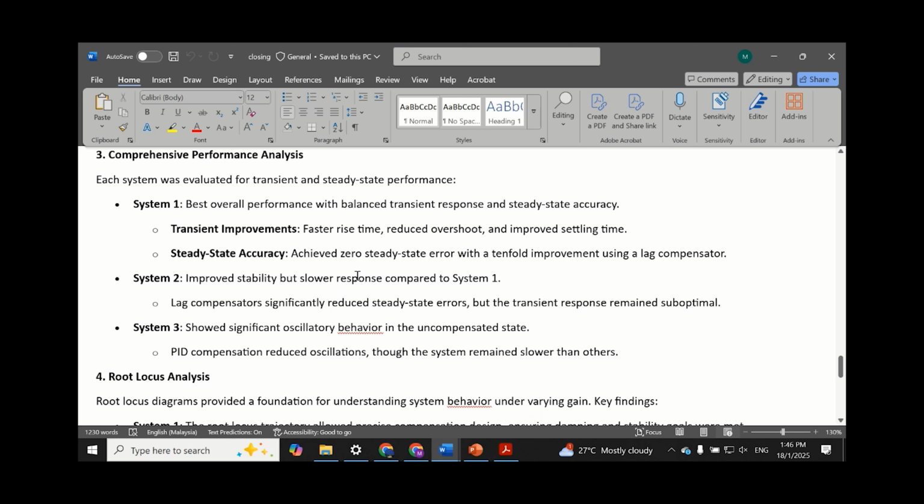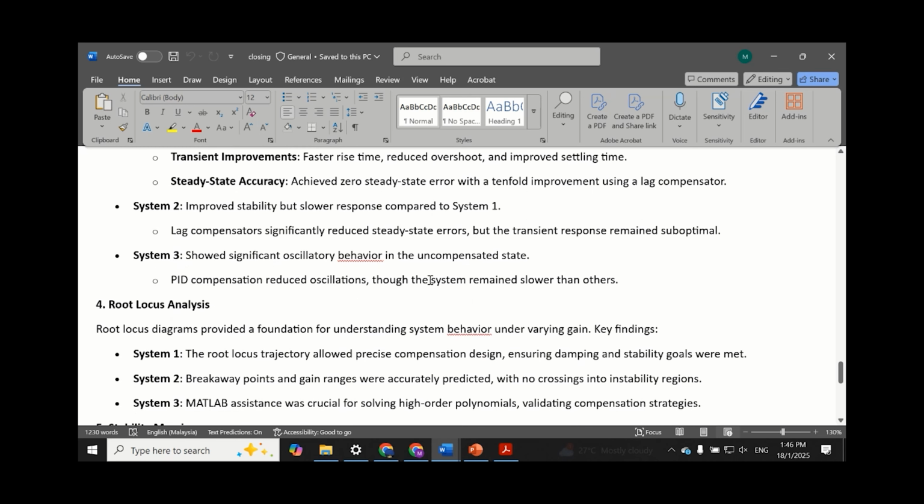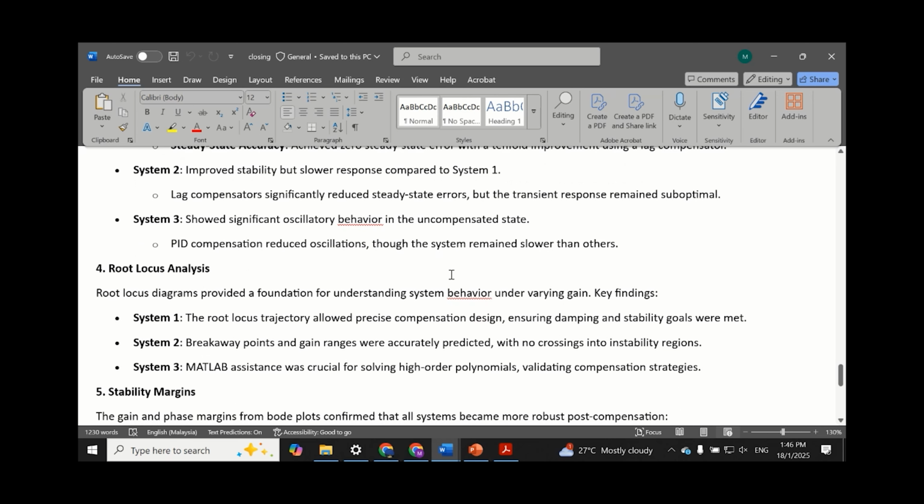System 1: best overall performance with balanced transient response and steady-state accuracy. Transient improvement: faster rise time, reduced overshoot, and settling time. Steady-state accuracy: achieved zero steady-state error with a tenfold improvement using a lag compensator. System 2: improved stability but slower response compared to System 1. The compensator significantly reduced steady-state error, but the transient response remains suboptimal. System 3 showed significant oscillatory behavior in the uncompensated system. PID compensation reduced oscillation, though the system remains slower than the others.